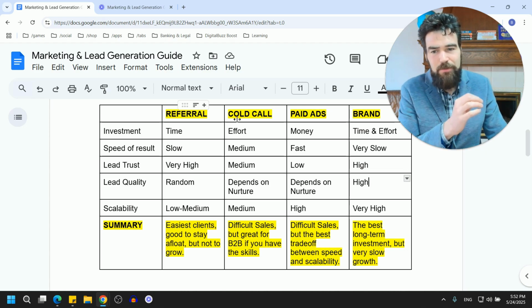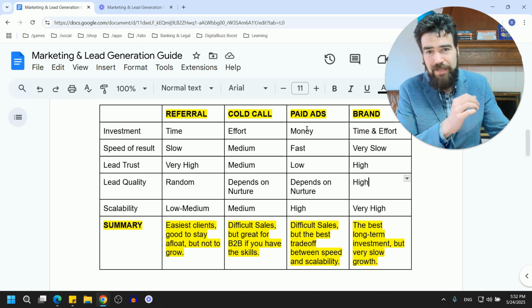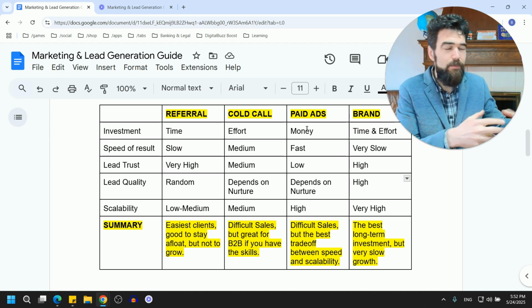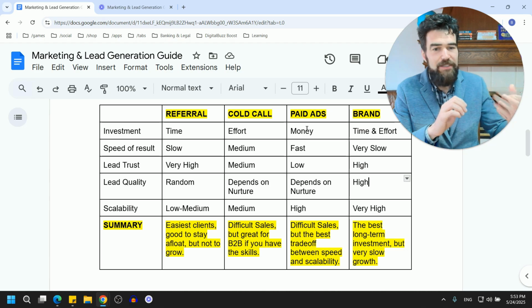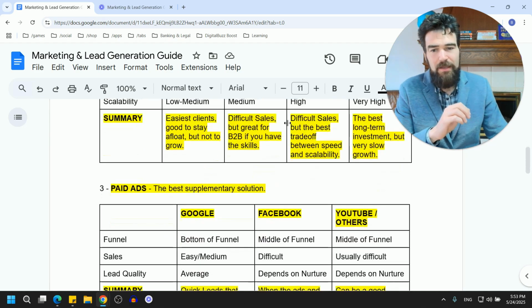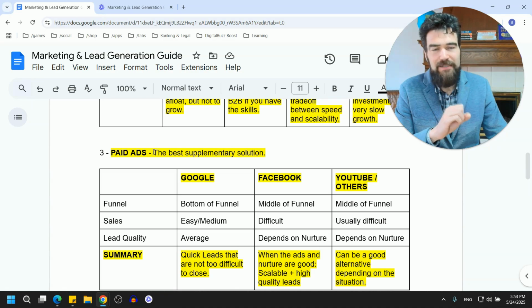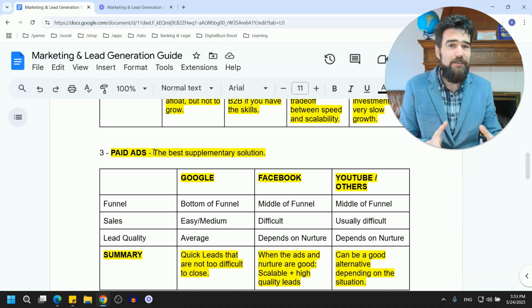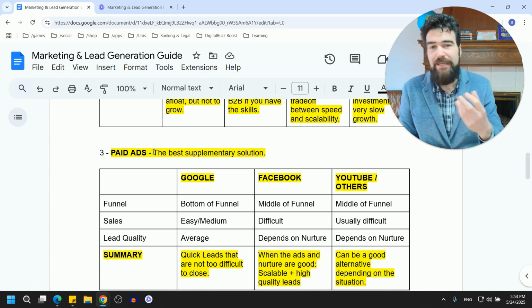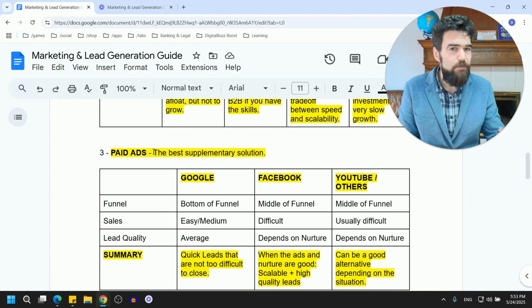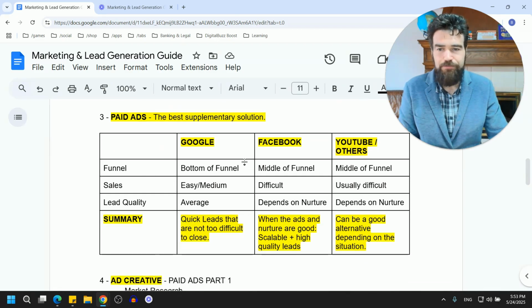Brand is very, very scalable, but it's a very slow thing. And paid ads, even if you have the brand working well, a lot of brands will still pay a lot of money to advertise, because it's just a great supplement to have. So what I want to stress here is work on your strategy for getting clients organically. But what I'm going to focus on here most of the time is paid advertisements, because that's what I do. And it's the best supplementary solution for your business, not just in the short term, but also in the long term.